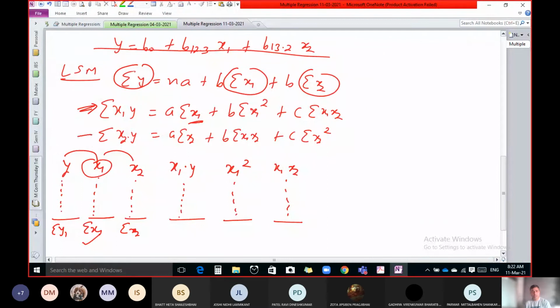Now to obtain the third equation, we require x2 into y. See, x2 is this and then y. So find out x2 into y.